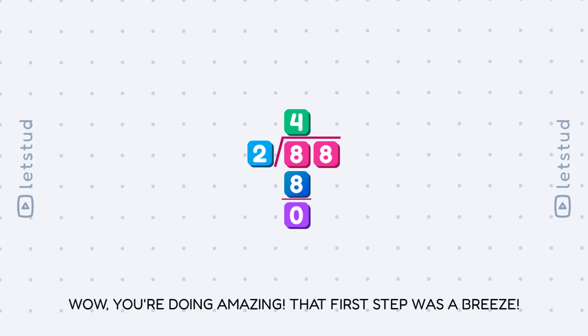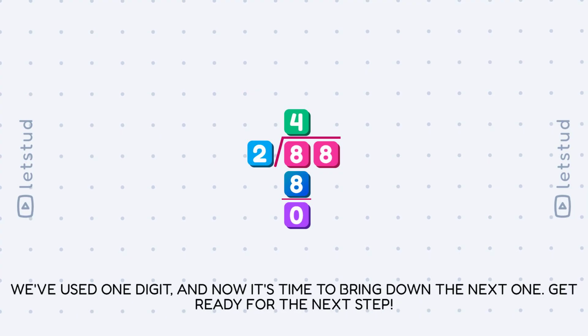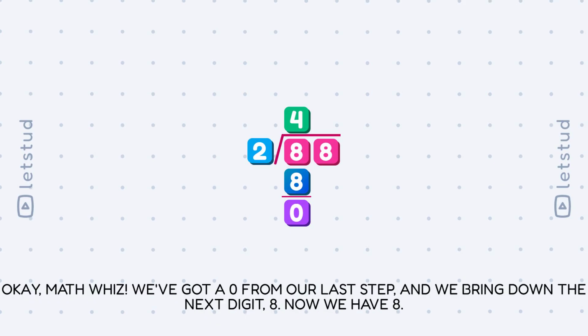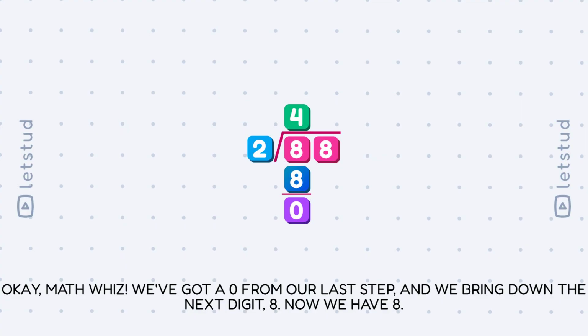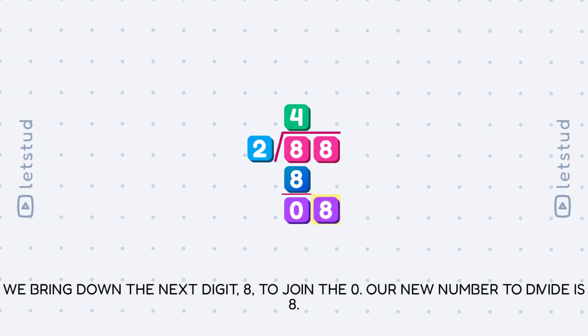Wow, you're doing amazing, that first step was a breeze. We've used one digit and now it's time to bring down the next one. Get ready for the next step. We've got a 0 from our last step and we bring down the next digit, 8. Our new number to divide is 8.